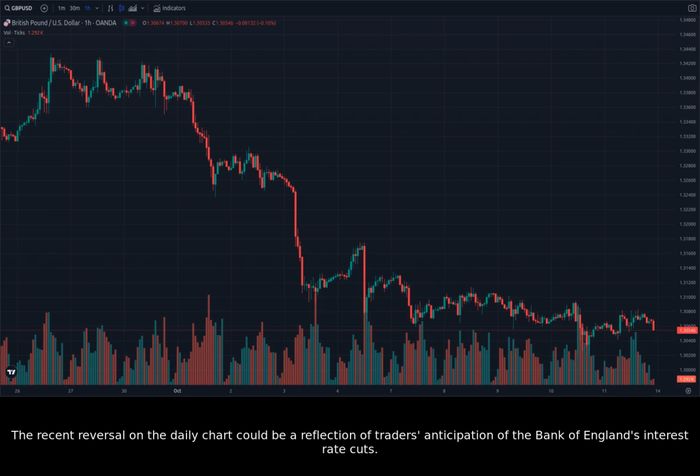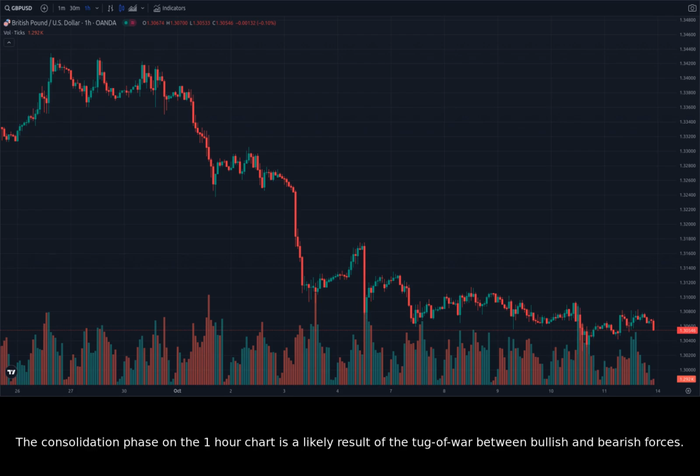The recent reversal on the daily chart could be a reflection of traders' anticipation of the Bank of England's interest rate cuts. The consolidation phase on the 1-hour chart is a likely result of the tug-of-war between bullish and bearish forces. Bullish forces are driven by the strong UK economy and the current high interest rates. Bearish forces are driven by the expected interest rate cuts and the strengthening US dollar. This uncertainty in the market is reflected in the short-term reversals and volatility on the 15-minute chart.